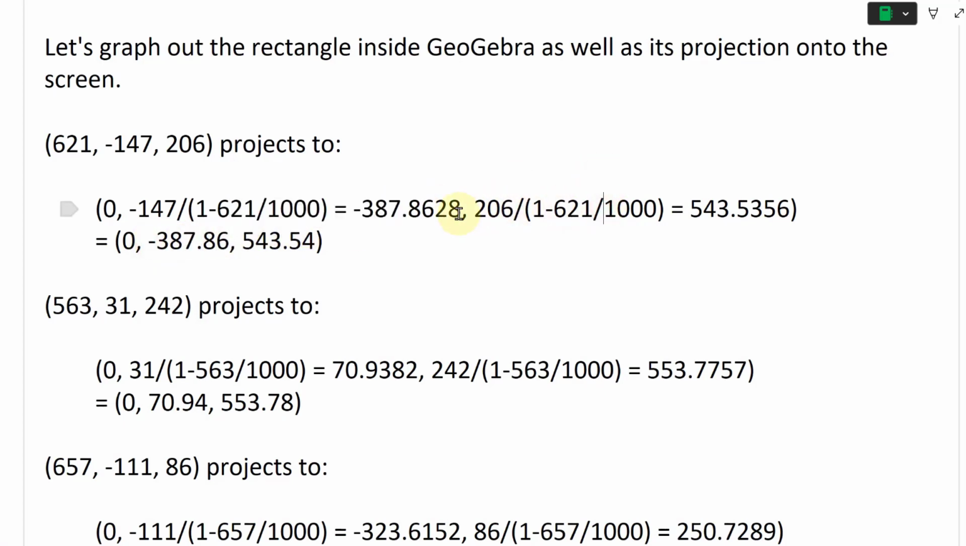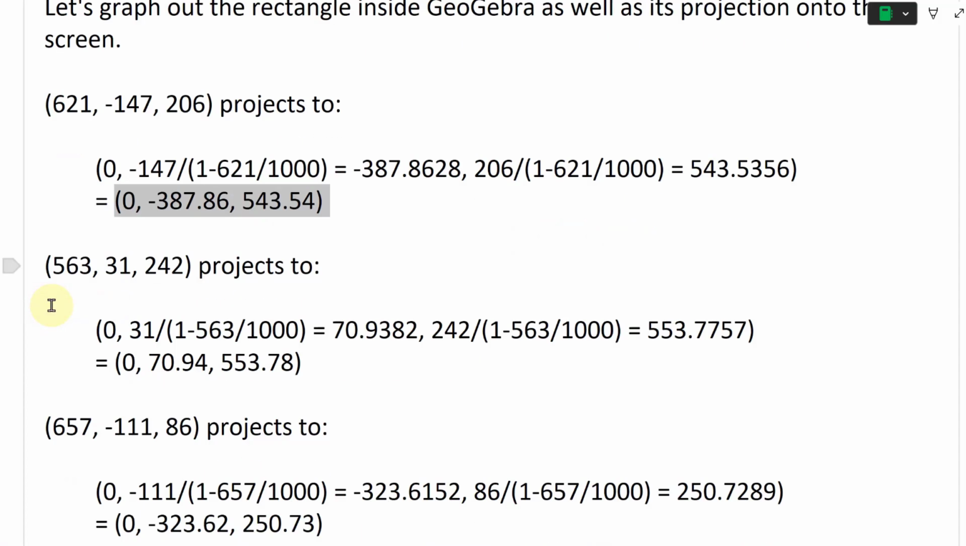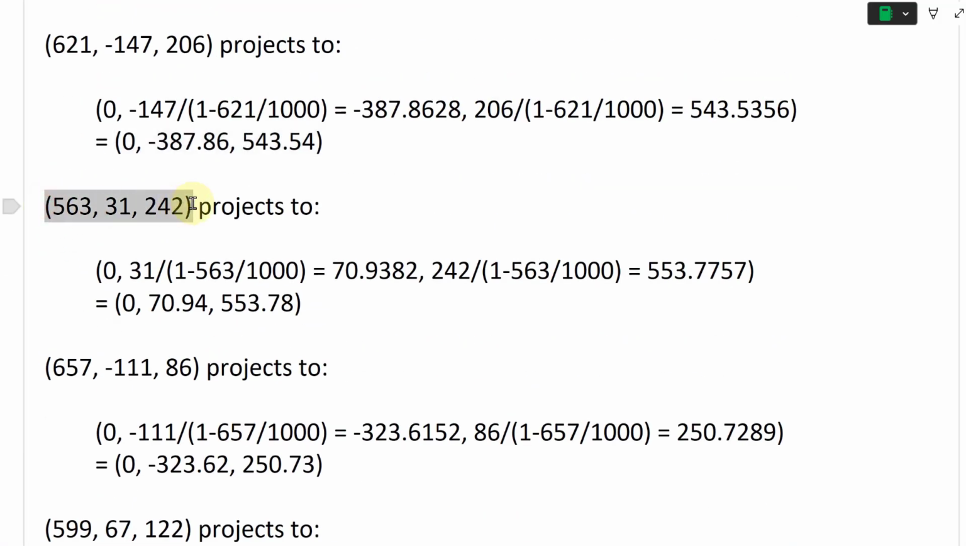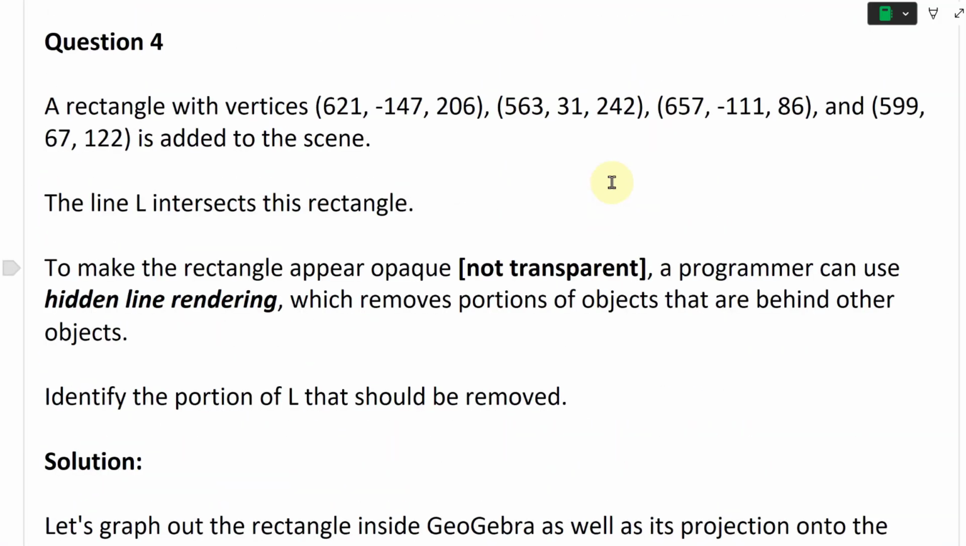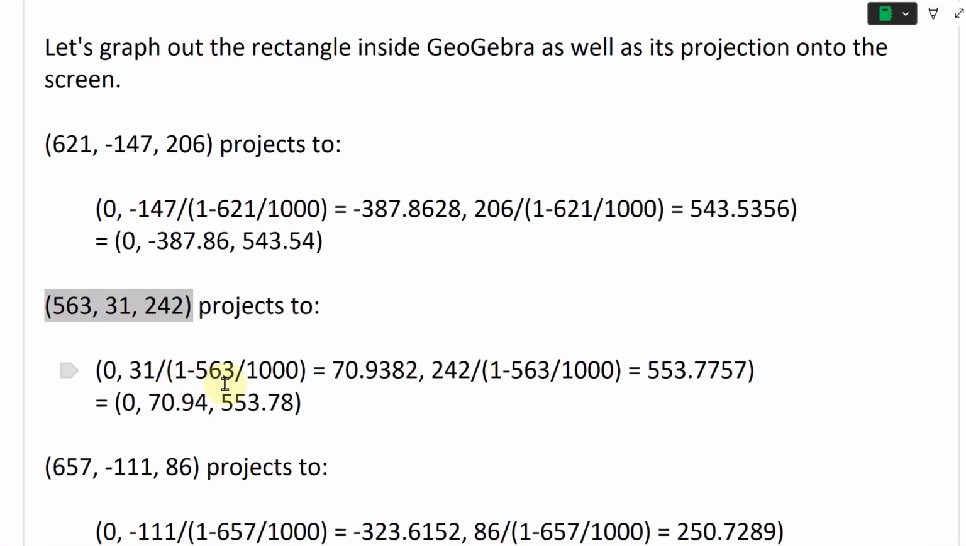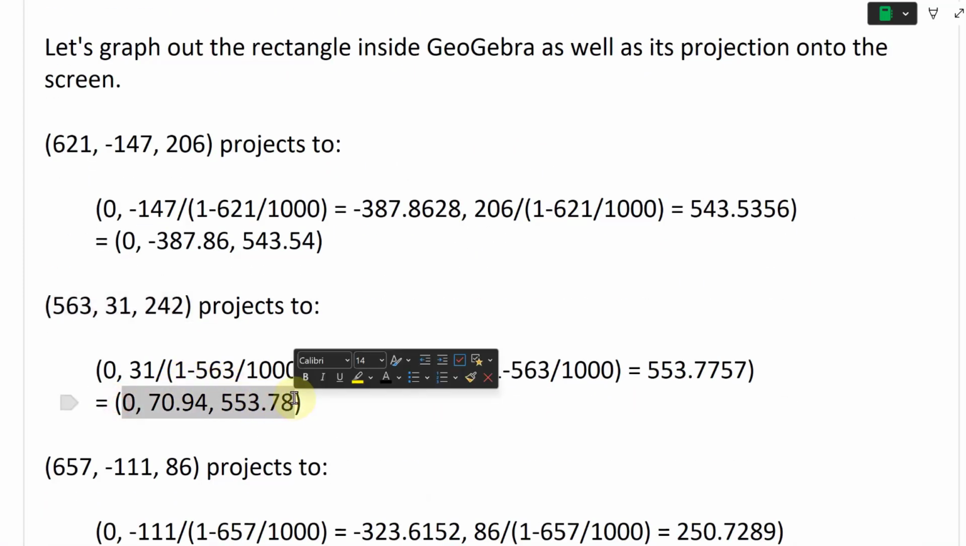And then the next one, the z: 206 maps to this, and you go 206 divided by 1 minus 621 divided by 1,000, and we get 543.53, round up to 543.54. So this is the point, and we do the same thing for the next 3 coordinates. For 563, this maps onto 0, 70.94, 553.78.